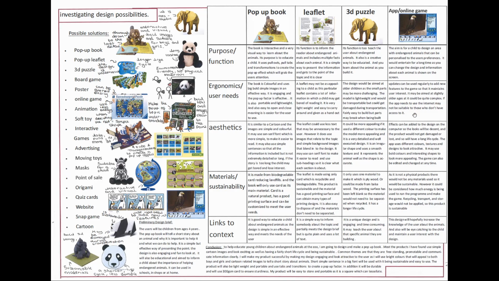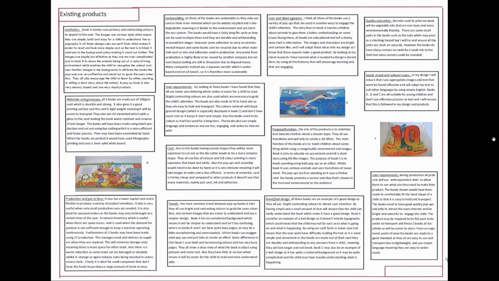The ergonomics and the user needs. So the ergonomics is how you use it, how you interact with it. They've looked at the aesthetics of it, so what it looks like, again for each one. They've looked at the materials that it's made from and the sustainability issues with using those materials. And then they looked at the context and said, how well does that link to the context? Would it work in terms of coming up with a solution? So they've gone very, very wide with possible products, narrowed it down further to 4, and then they've decided on a pop-up book.